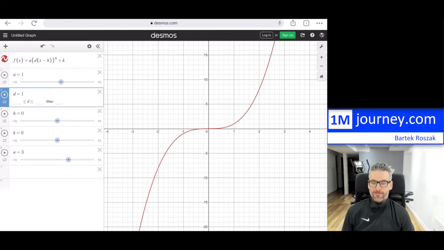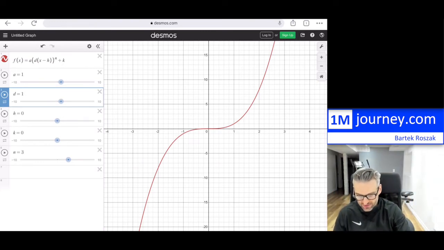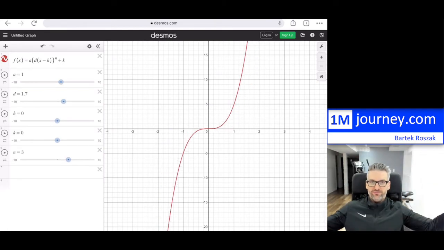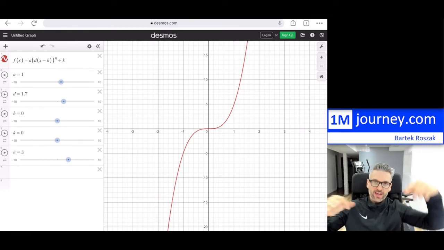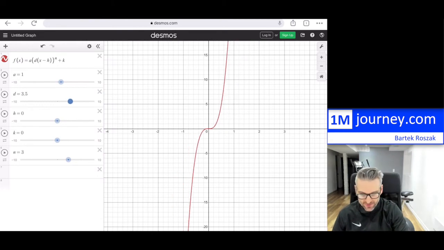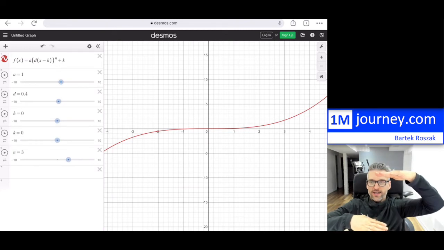For d, same thing. So now we're going to get stretches and compression except in the x. So in this case, I'm going to make d bigger than 1. So notice it gets compressed in the x, which looks like a stretching in the y. So that's what happens there. And of course, you can keep compressing it in the x. If it's less than 1, it starts to get stretched out in the x, which is a compression in the y.